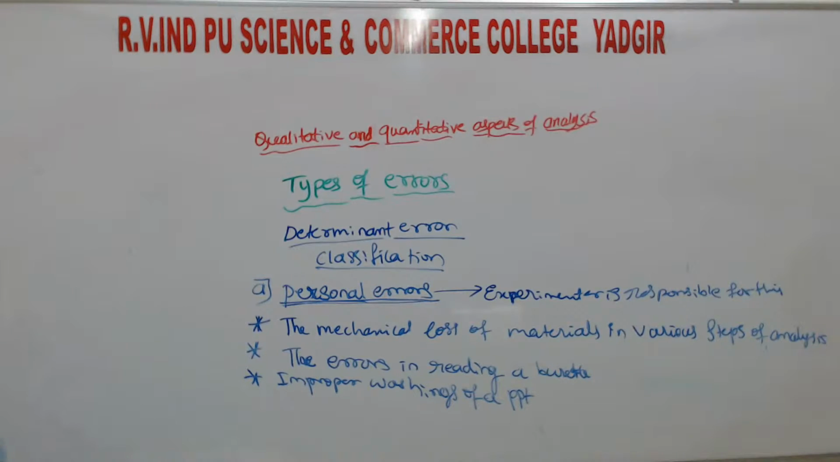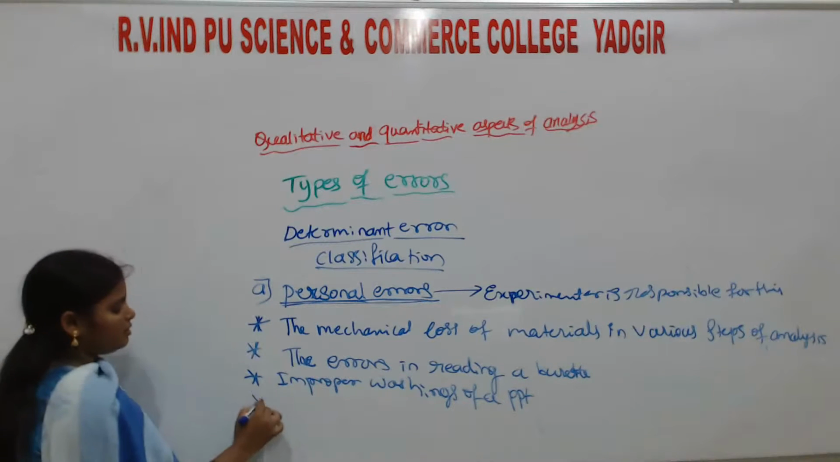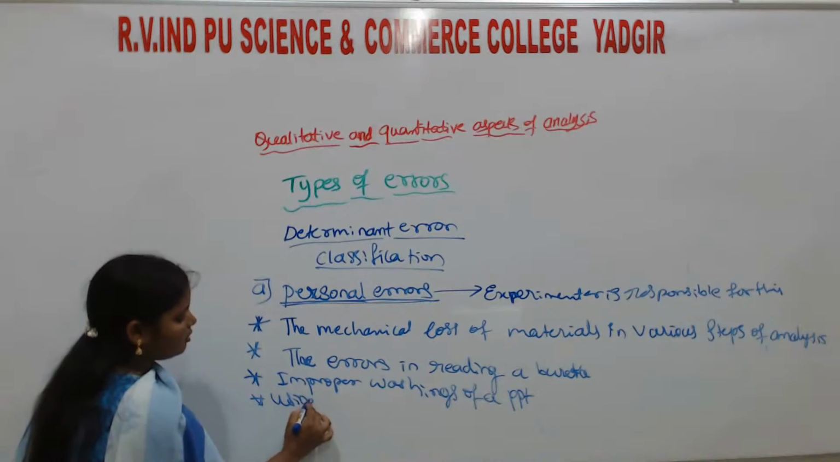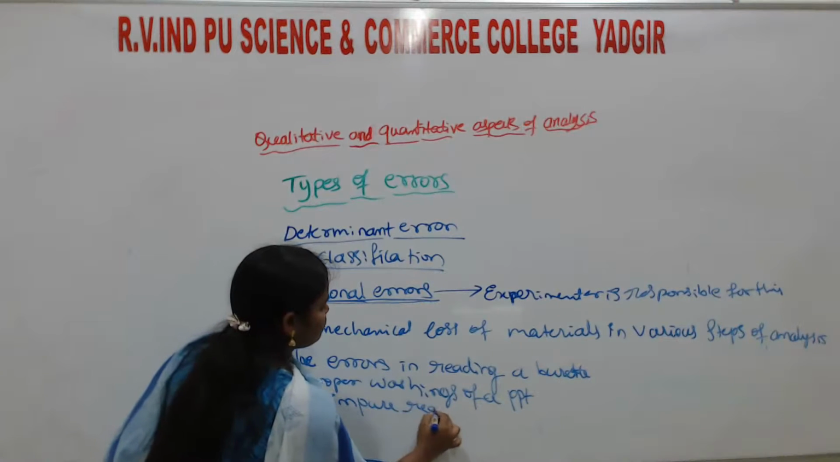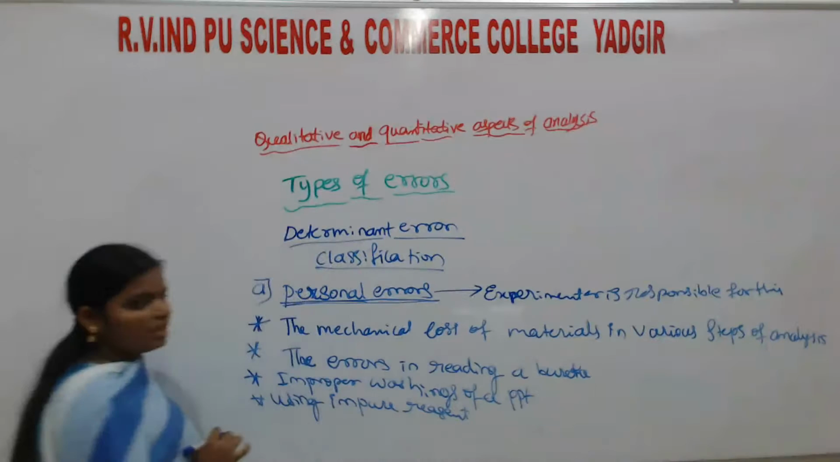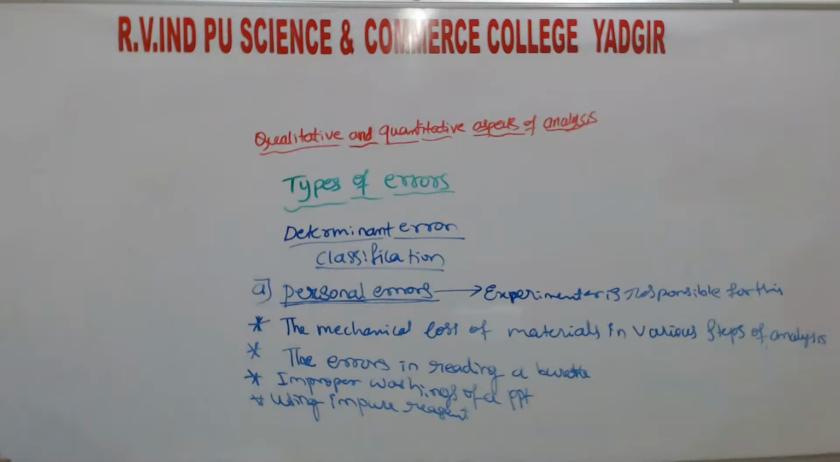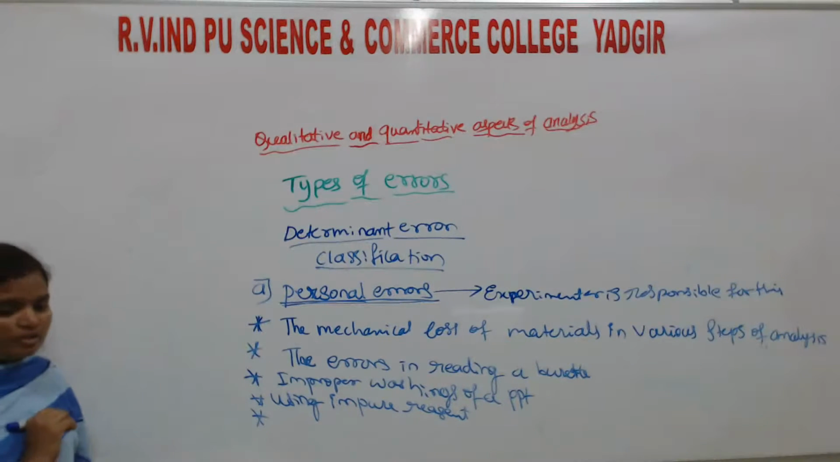Next one, using impure reagent. This is the fourth. Next, fifth point: ignition of a precipitate at incorrect temperature.